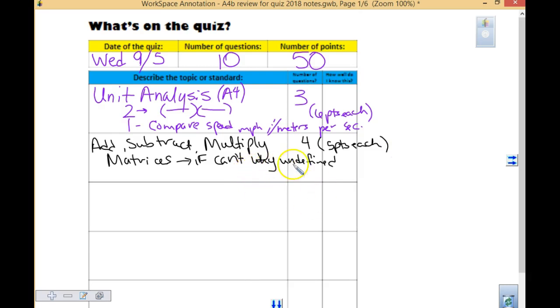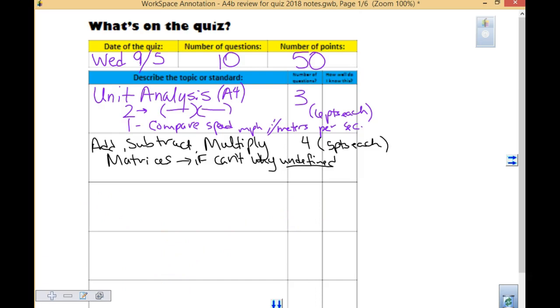So, knowing when things are undefined. When you add and subtract, it's undefined if they're not the same size, right? When you multiply, you got to look at the row and column being the same in order for them to work out for the 2 that you multiply.